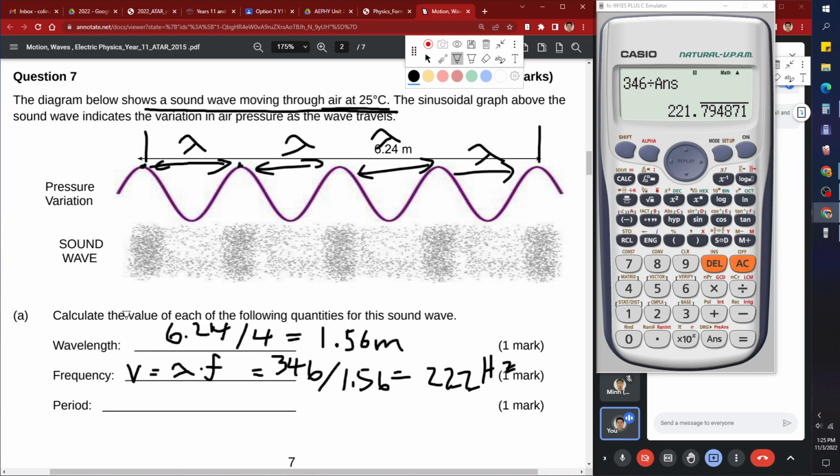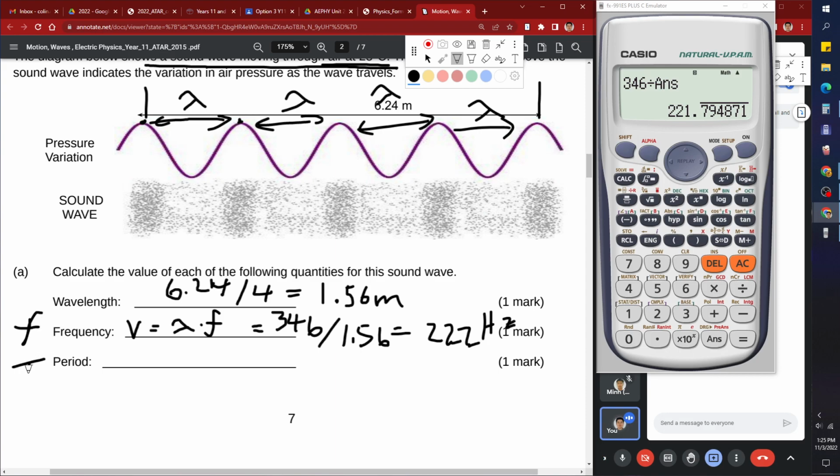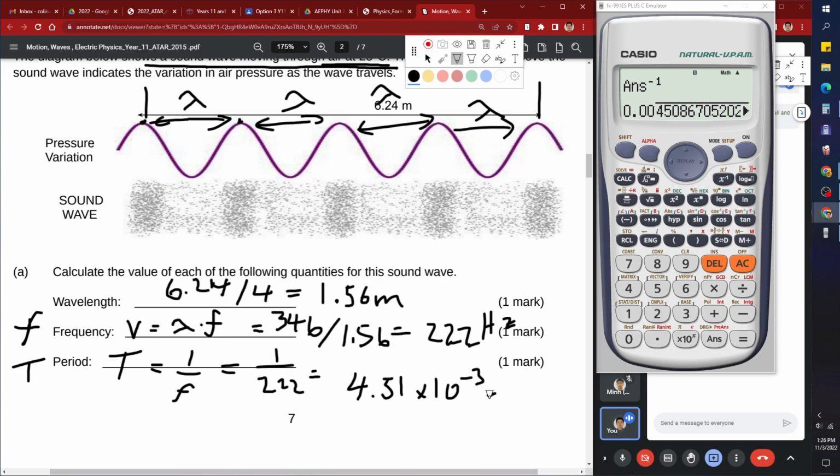Okay. The period. Well, there is a relationship between this frequency and the period. They have an inverse relationship. We know that inverse means 1 over that thing. So period is the inverse of frequency. So it's 1 over 222. I can do this. See, this is the inverse of the answer. It's going to be 4.51 times 10 to the negative 3 seconds. Wow. Amazing. Super duper easy stuff, I hope.